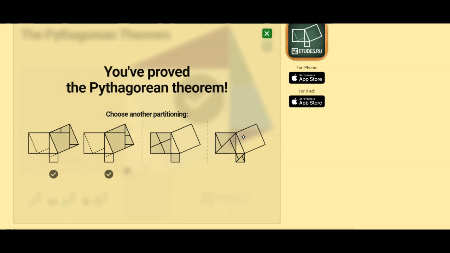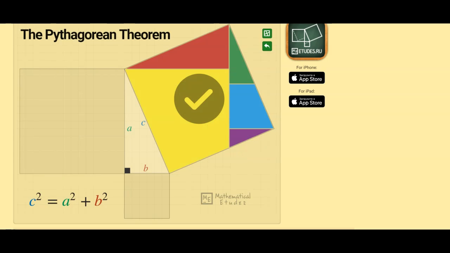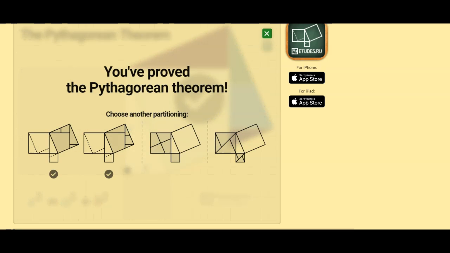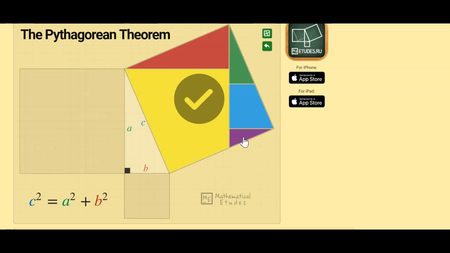It shows you how you can cut that up, move it over, and that a squared plus b squared is c squared. You can also click over here in this corner, and it shows that you can choose different partitionings. So by that they mean like we can cut up these squares different ways to make them match over here. So that's just one way. There are many different ways that we can prove the Pythagorean theorem, but I think it's worth looking at to see you can't always do a visual proof like this in mathematics, so it's pretty cool.